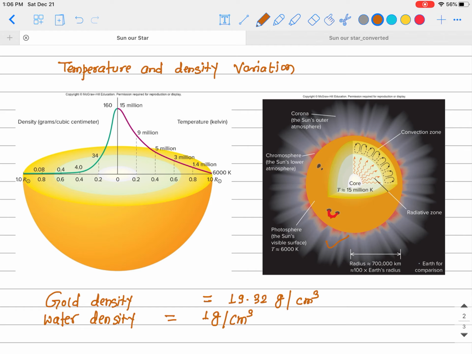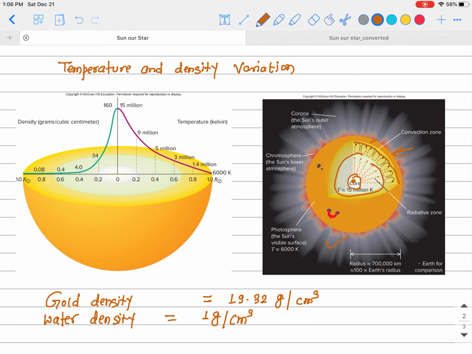This is called the core. This is the core here, which is about 25%. This region here is the radiative zone. This region is called the convective zone. This is the photosphere, and then the atmosphere is the chromosphere.